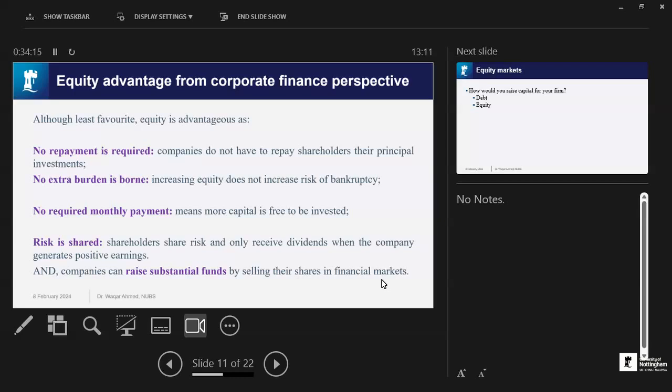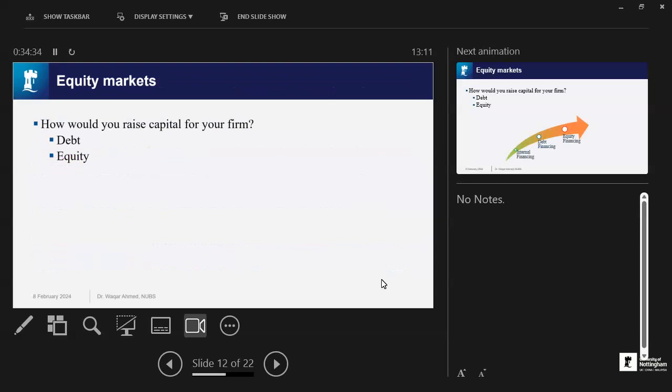So you can see there are a number of advantages of raising capital through equity. If you are a manager in a firm, you might prefer to use equity for investment purposes. Okay, good. So here's the question that I just asked you.